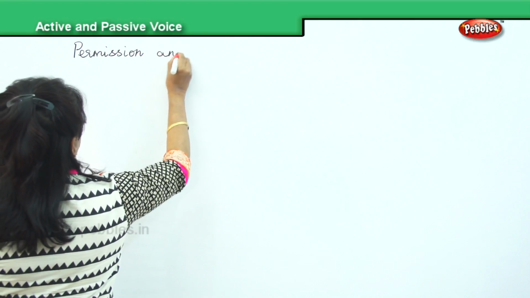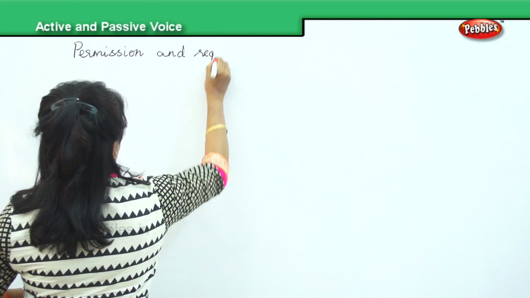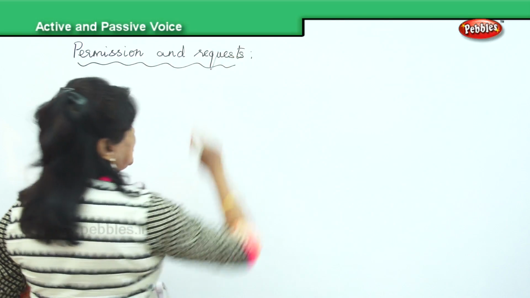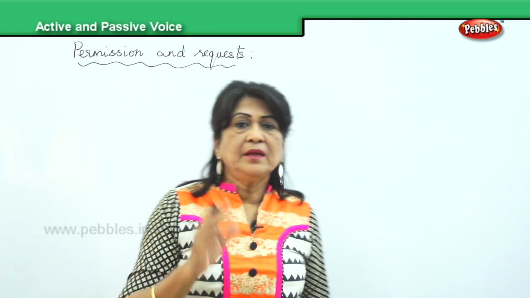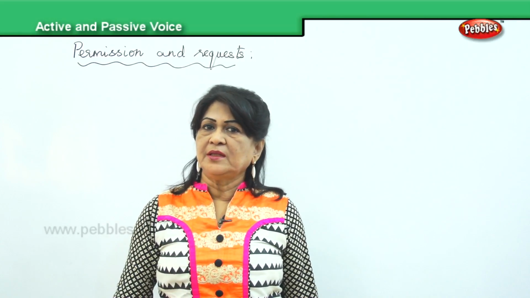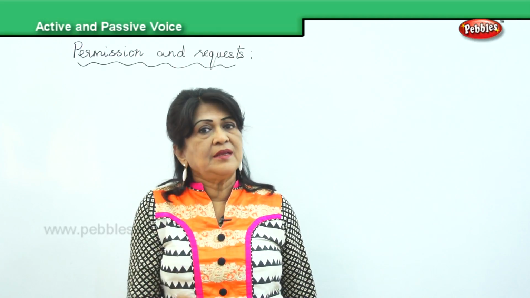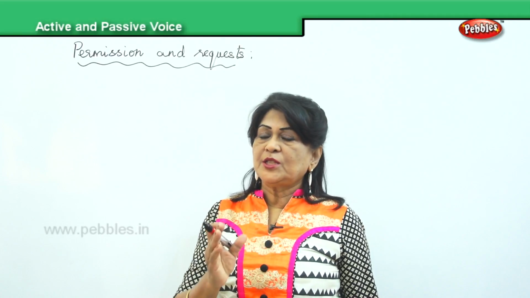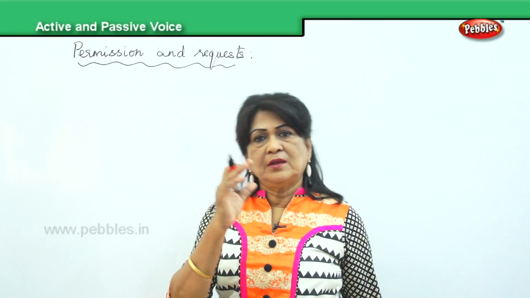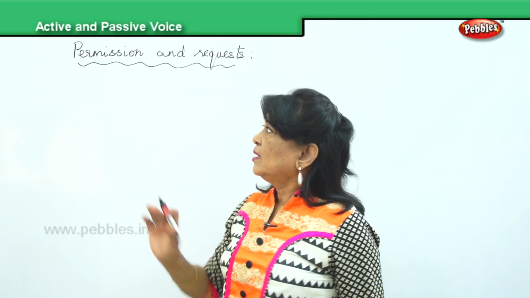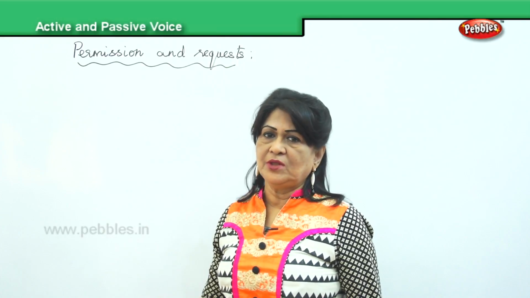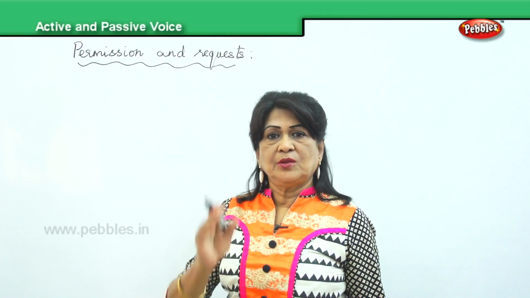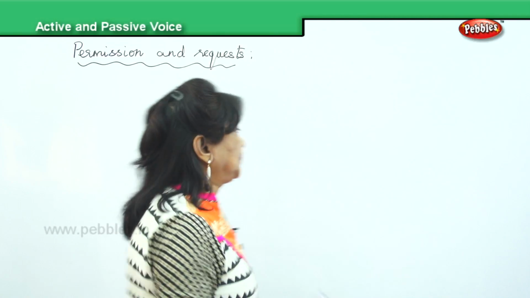Permission and requests. Let's see how to do this. Here, if we have an object, how to change it, and in case there is no object, sometimes under permission or request there won't be any object, but it's not intransitive; the you or all or them is hidden. Such sentences, how to change them, I'm going to teach you now. First we'll see under permission and request those which have objects.